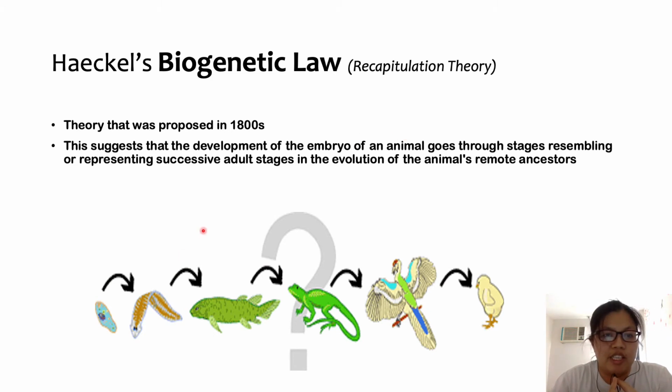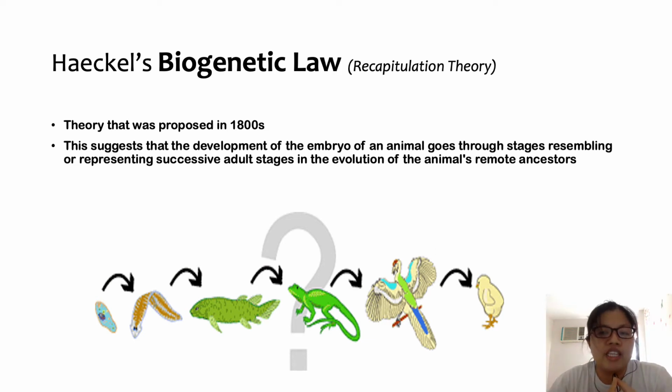For example, in this illustration, in the course of the chick development, it should go through the following stages. A single-celled organism, maybe this is the zygote, and then it will look like a fish, and it will look like an amphibian, and it will look like an ancient bird before it will develop into a modern chick. Of course, this cannot be true.